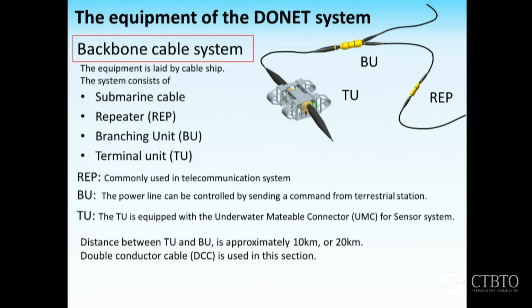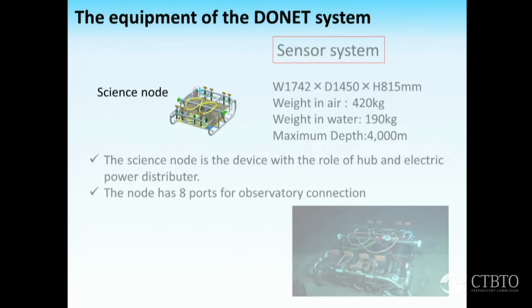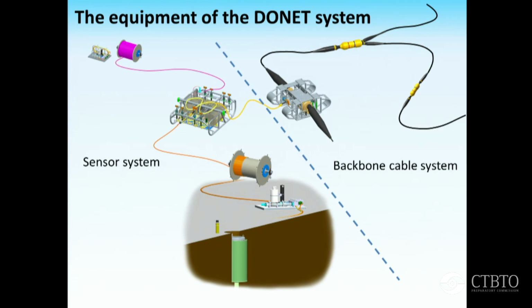This is the outline of the backbone cable system. Next slide. I would like to show the science sensor system here. This is the backbone. This is the sensor system, including the seismometers, the pressure gauges, the hydrophones and the submeters. The seismometers are buried under the seafloor, and the pressure gauges are on the seafloor here.